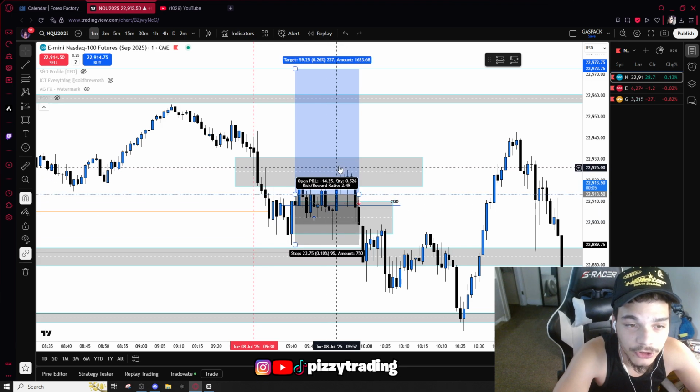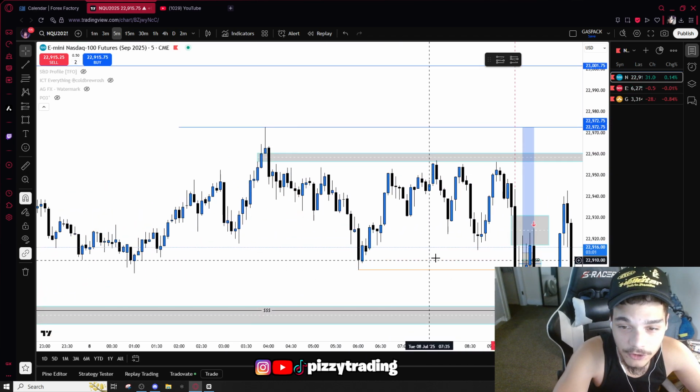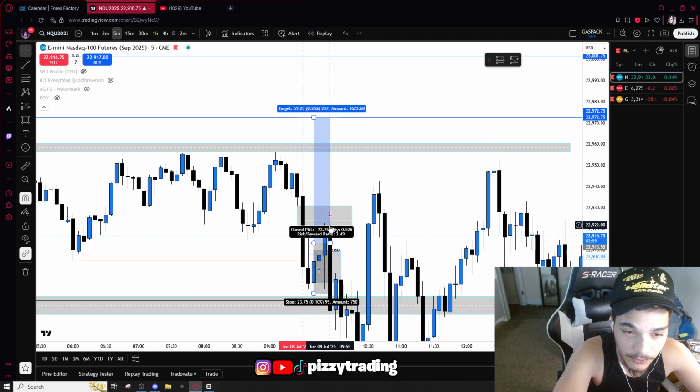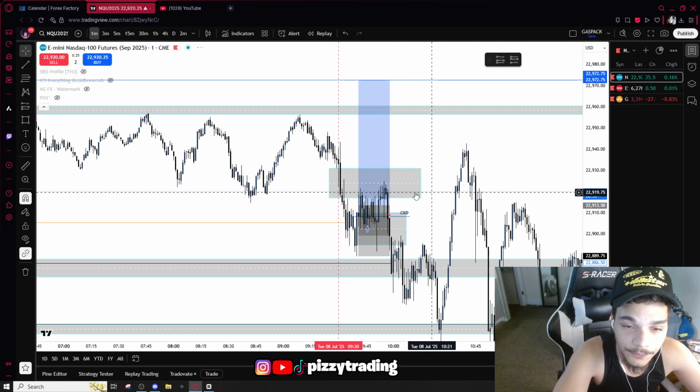I want to see it start pushing out. Inverse this 5-minute gap that we have. Once it inverses this 5-minute gap, I would put my TPs to break even, and we would try running this move. What happens though?